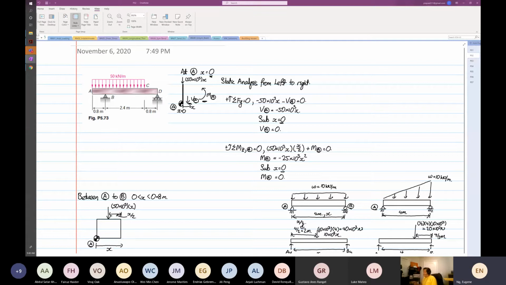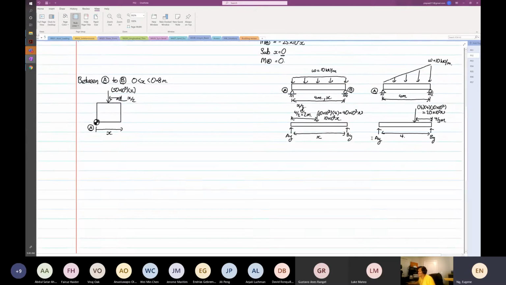Now I'll come back to the triangle load later when we are dealing with a function. I don't want to cram too much in your mind now. So this is straightforward. Now let's go back to our free body diagram. This is straightforward to draw. Everyone can draw this.